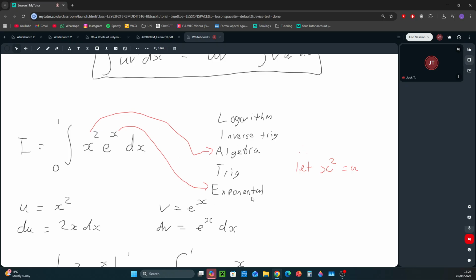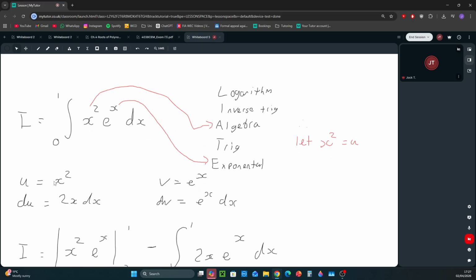Exponential is easiest to integrate, then trig, algebra, inverse trig, and then logarithms. Those are absolute hell to try and integrate, so that's why we do it like this. In this case, algebra just means there's an x to the power of something. That's this x squared term, and e to the x is an exponential. So algebra is above exponential. That's why I've let u equal x squared and dv equal this e to the x dx term. So I'm going to differentiate this to get du is 2x dx.